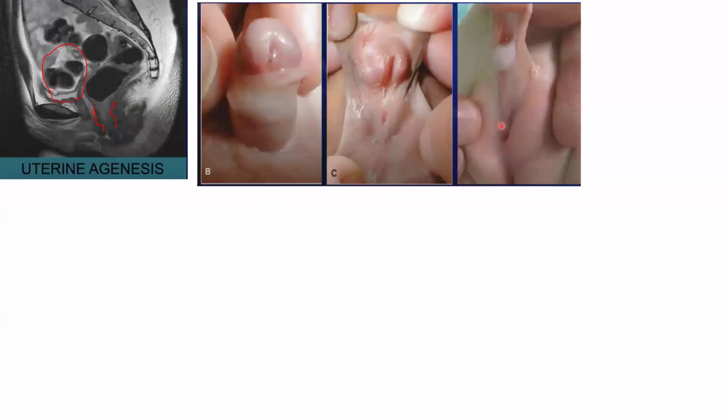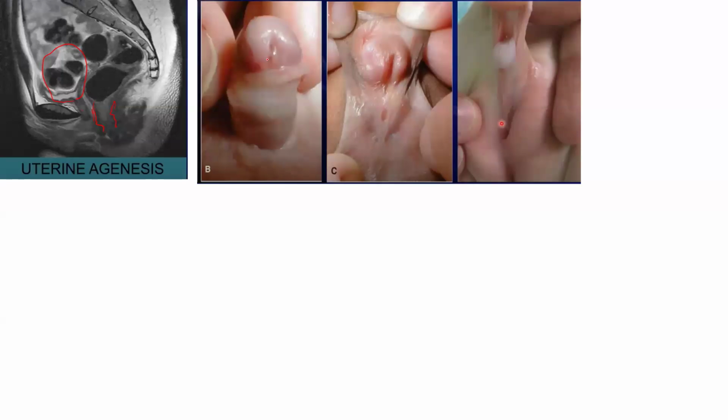Now look at this one. That's the rectum there. The part of the vagina is there, but we can't see the uterus here. So that's uterine agenesis. These people are infertile by default because the uterus is not there.